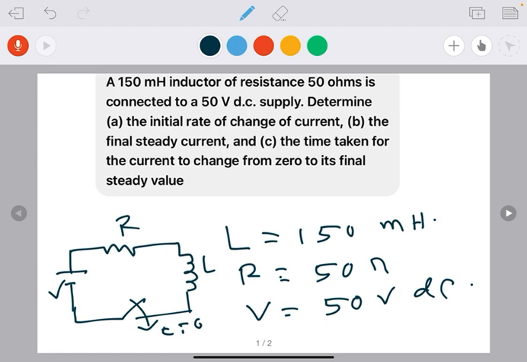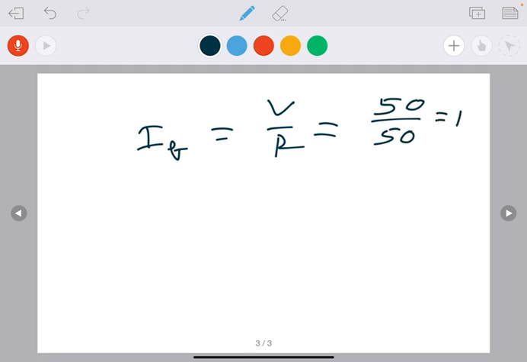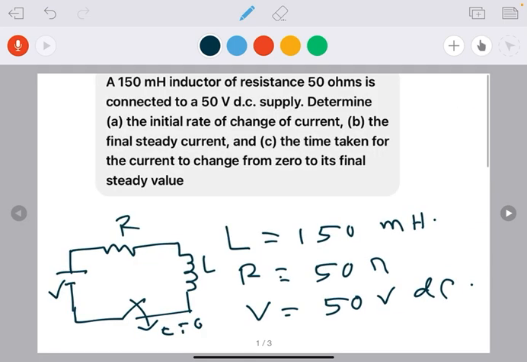So the final current, of course, will be when the inductance is basically a short circuit. So final current will be I final, or I infinite, let's say I final. That will be, of course, V over R. So that will be 50 over 50. It's just 1 amp. And then finally, we need to find what is the time taken for the current to change from 0 to its final value.